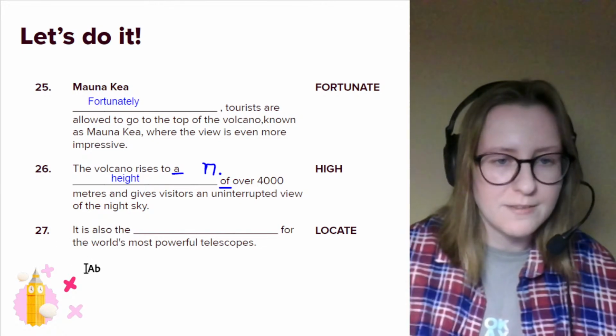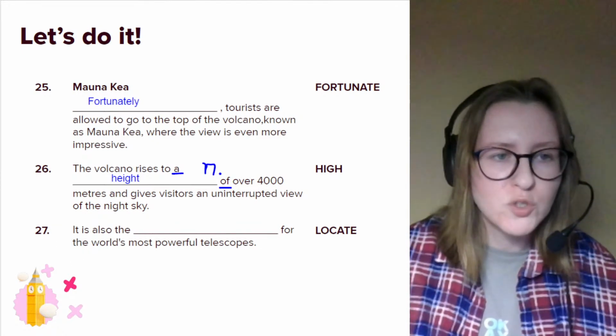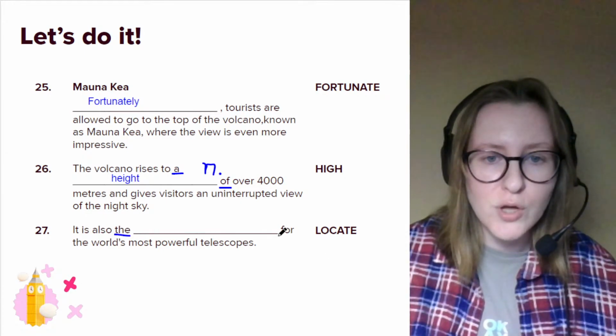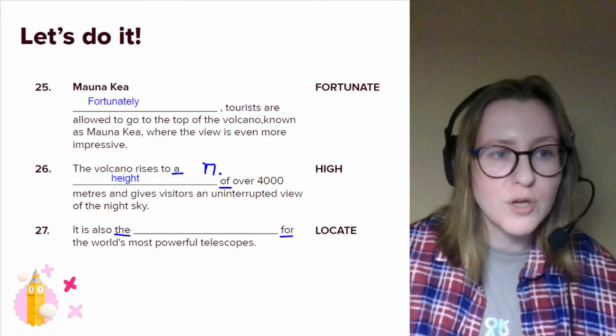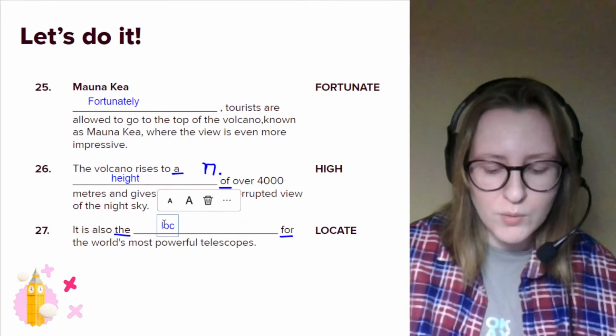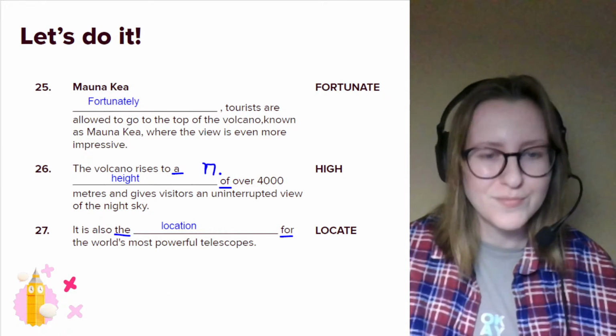Okay, moving on to 27. It is also the for the world's most powerful telescopes. Again, we have an article and no noun after the gap. So our gap is a noun. Locate, location. We got it, right?